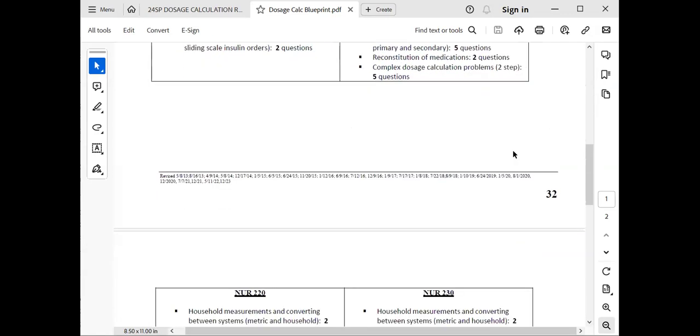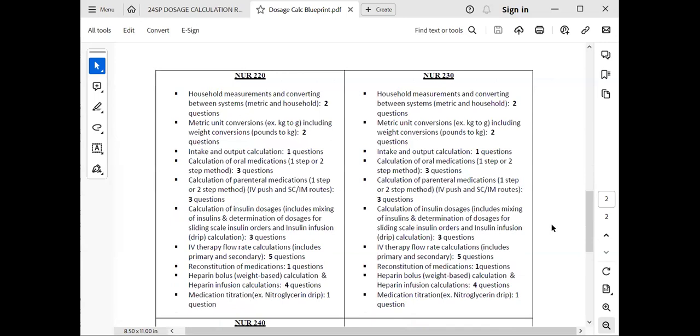All right, so for you guys, you'll see that the 220, 230 test pretty much is the same. There's no real difference between the 220, 230, whichever section you're registered for. So that's why I always combine the two. But you can see the blueprint. It tells you the types and numbers of questions that you're going to be asked, and that way you have an idea of the types of questions. Their first 4 questions are going to be basic, like converting metric to metric or converting pounds to kilograms. Then you'll have an intake or an output calculation.